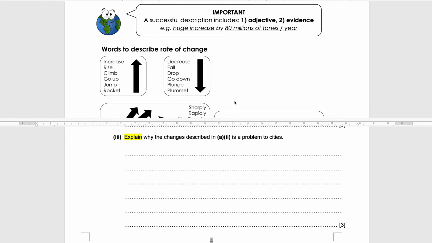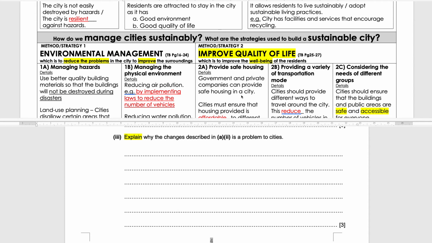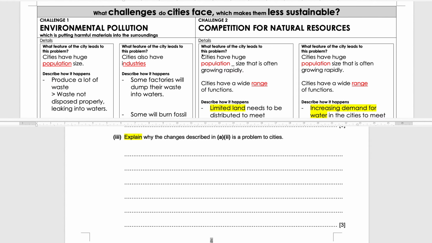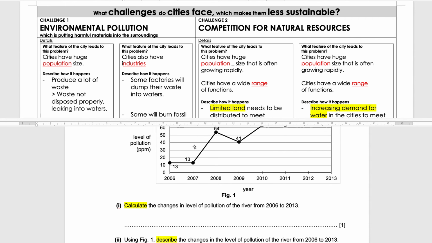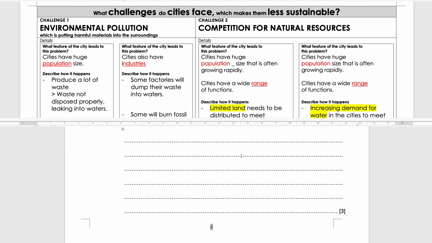Let's go to our notes. Where's the part that talks about problems? Page 1 talks about making it sustainable. It's not a problem, so we don't look at page 1. Page 2 talks about challenges, and challenges is problems, so we look at this one over here. This is referring to pollution in the river, that will be water pollution.